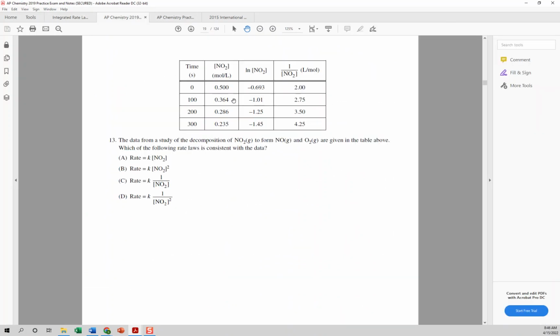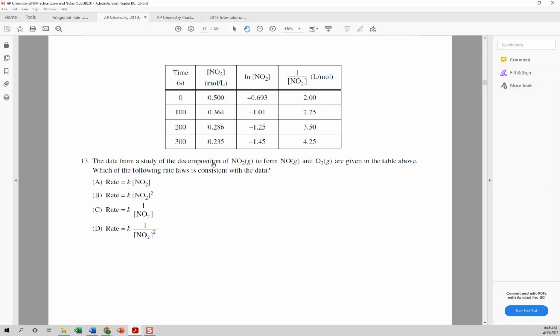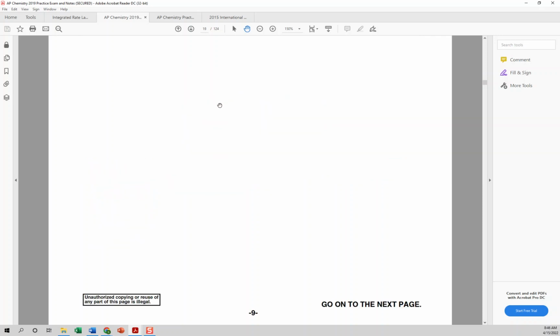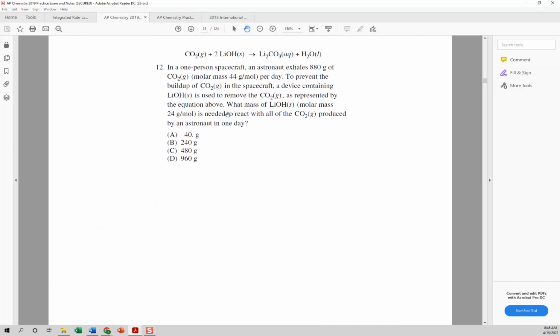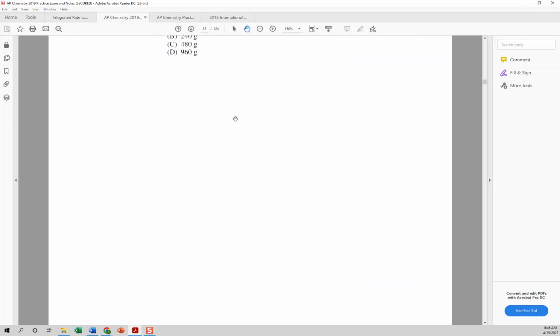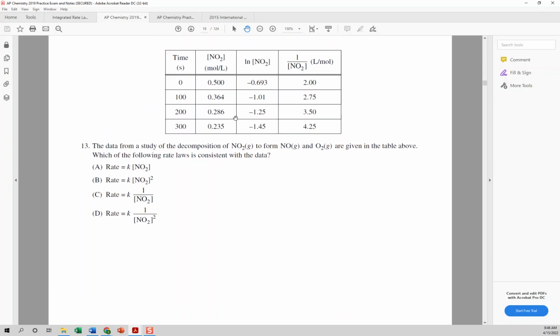So here's a sample question. This was on one of the online practice tests that you have, the 2019 practice test in AP Classroom. This is question 13 on the multiple choice. What I want you to notice is they gave us concentration time data, natural log of the concentration time data, and 1 over the concentration time data. Did they give us a reaction? No, that's all this question is. And we want to know what would be the rate law of the reaction.